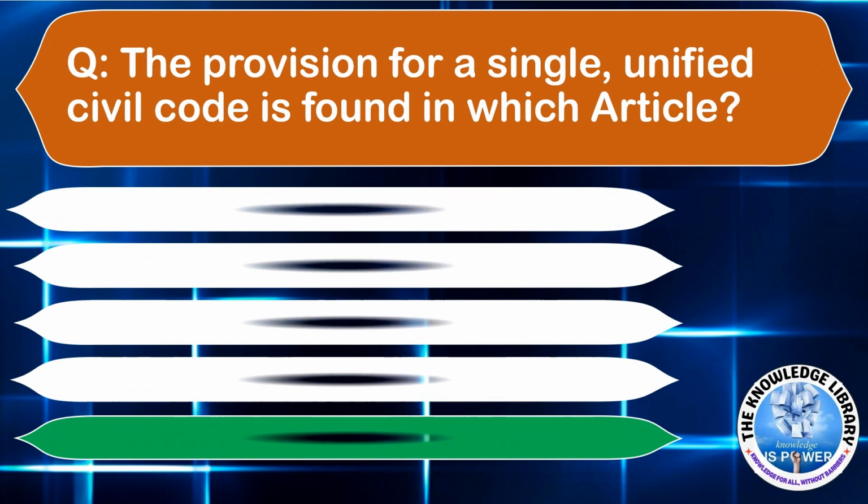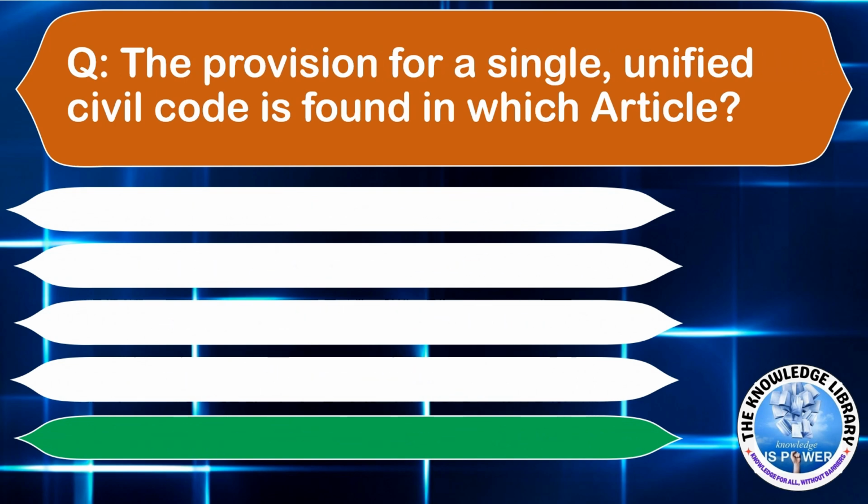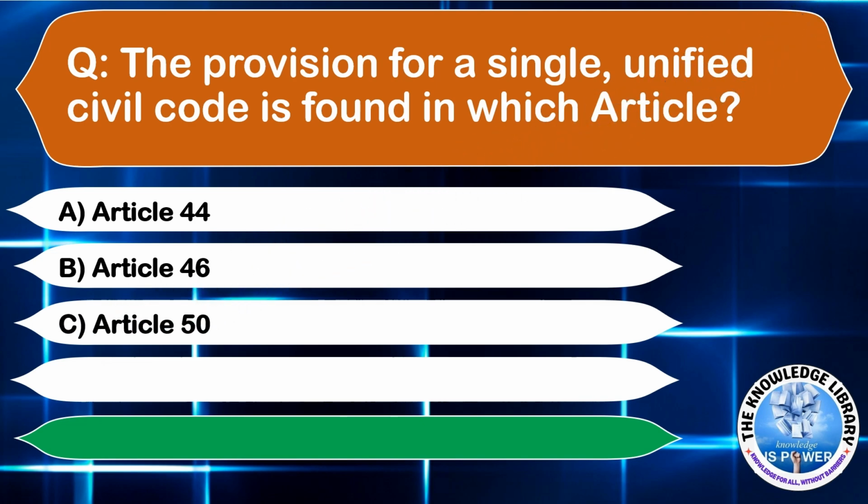The next question is, the provision for a single unified civil code is found in which article? Option A Article 44, option B Article 46, option C Article 50, option D Article 51. Correct answer is option A Article 44.